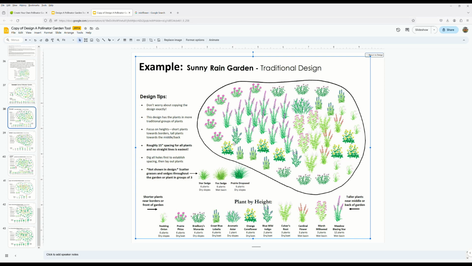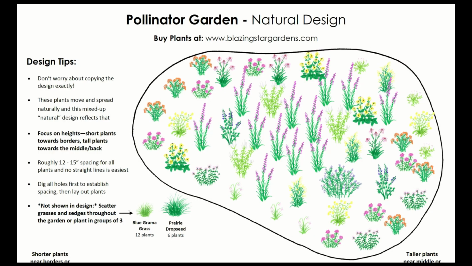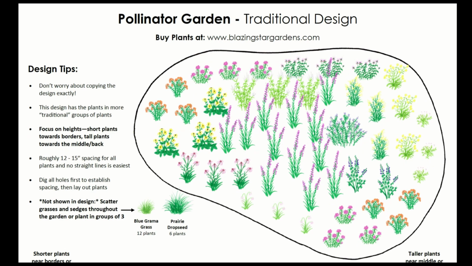At the very bottom are the garden designs from our pre-made garden kits that we sell on our website. You can use these as a starting point for your own garden or see how we group plants together. Sometimes we do a natural design where the plants are more interspersed, and sometimes we do a more traditional design where the plants are in groups together.